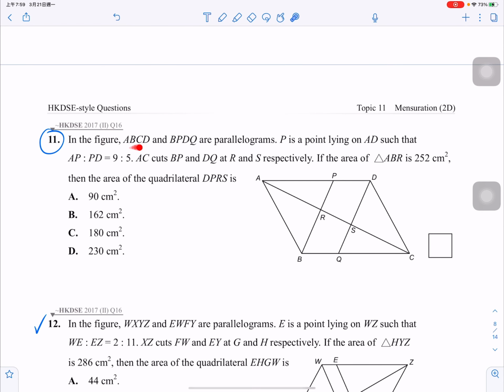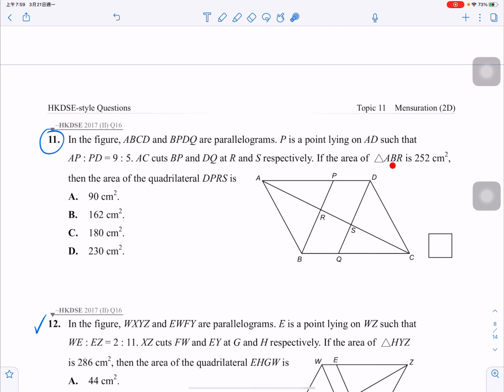Now here in the figure, ABCD, BPDQ, two parallelograms. ABCD, the big one, and the other one, BPDQ, this smaller one. Two of them are parallelograms. Here is point P, lying on AD, such that AP to PD is 9 to 5. Okay, AC cuts BPDQ at R and S respectively.